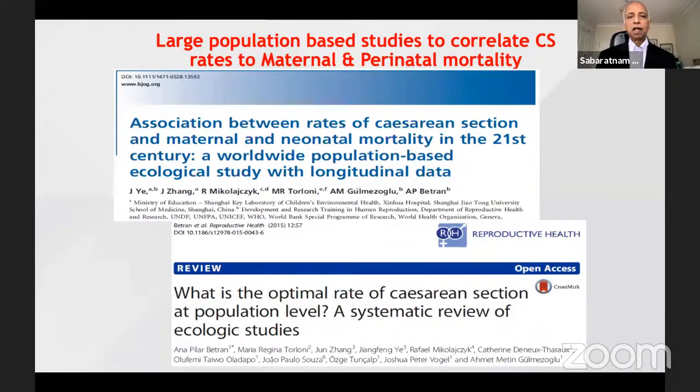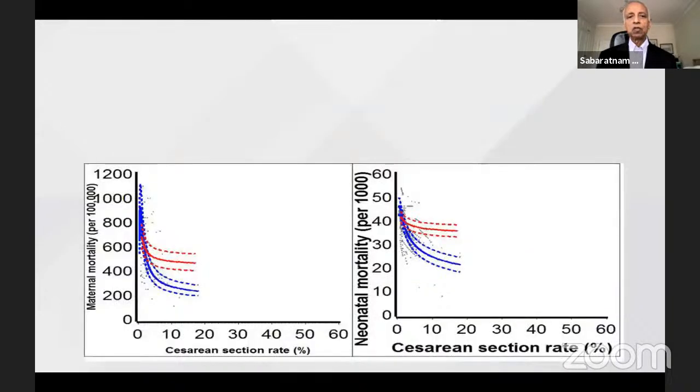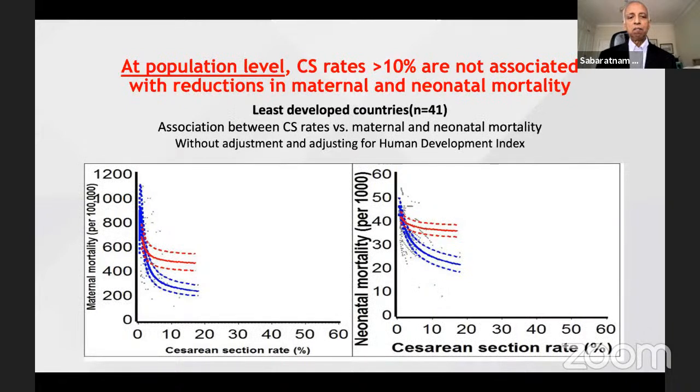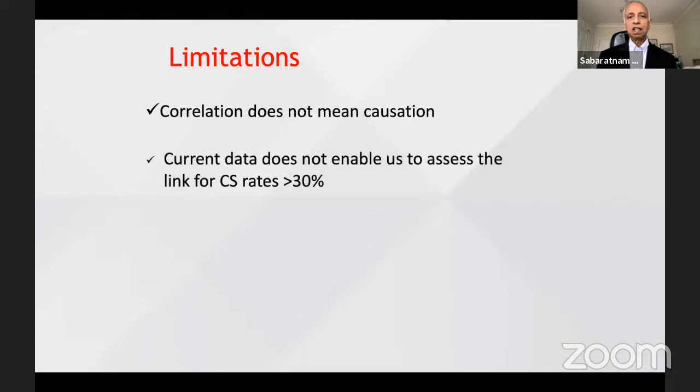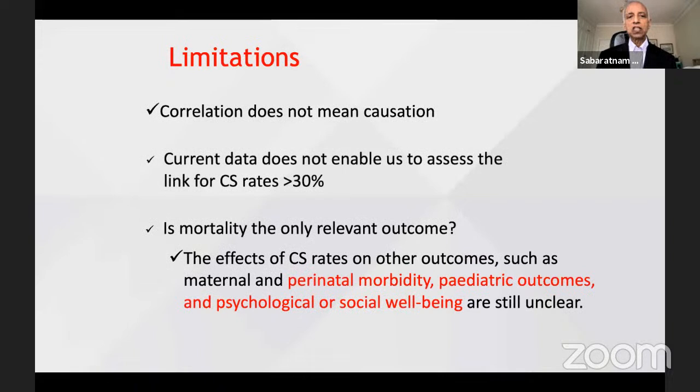These are papers from Betran from WHO, who studied the cesarean section rate in large population-based countries and showed there is no significant change in the maternal mortality per 100,000 or perinatal mortality or neonatal mortalities per 1,000. As you could see, the horizontal axis is the cesarean section rate. And once it reaches about 15%, there is no change in reduction in the maternal mortality or perinatal mortality. So the WHO came with the notion that 15% should be the ideal section rate. But it doesn't mean causation, because we don't know if it goes beyond 30%, whether it becomes a better perinatal outcome.